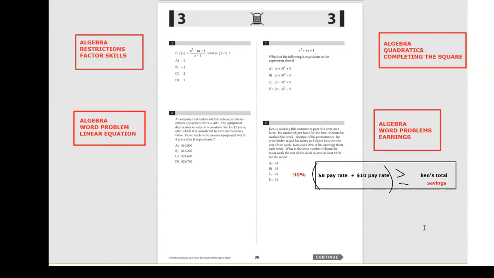Well, you already know that he has $80 because he worked 10 hours when he had an $8 rate, and he's trying to save at least $270. So that's your total. So you subtract 80 from both sides and then divide by 10, and you get.